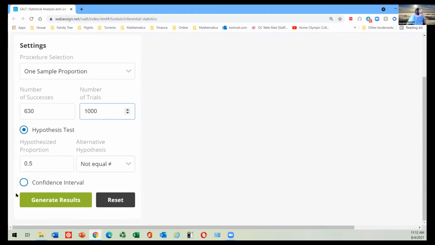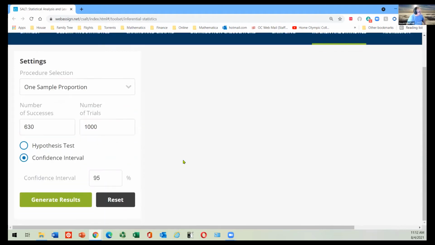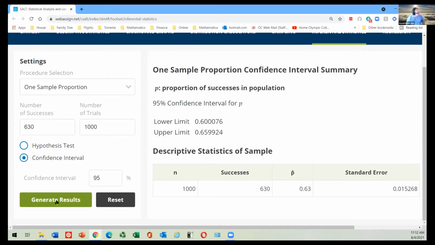Now you go down and you hit the confidence interval button, and you change that number to whatever the confidence interval needs to be. Well, it's exactly what I do want it to be, right? But can you imagine maybe the next time it's 90 or the next time it's 99, right? So you change it to whatever the question was. So that's 95. And then all I do is generate the results.